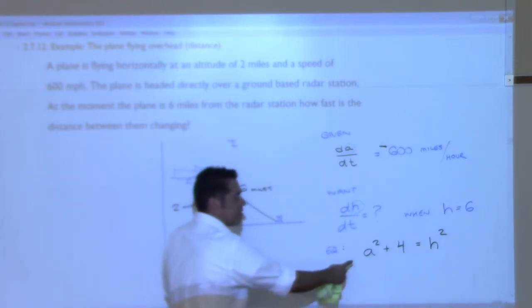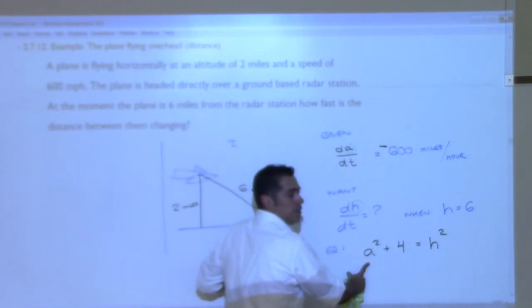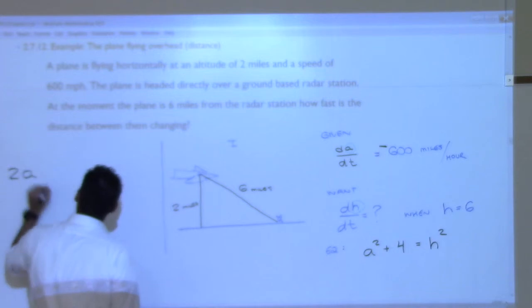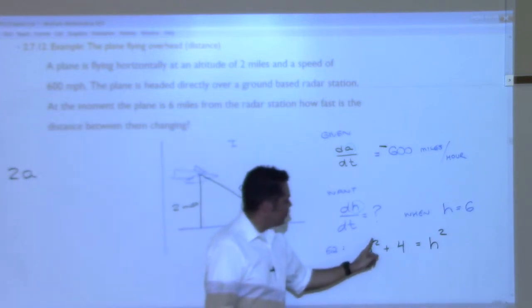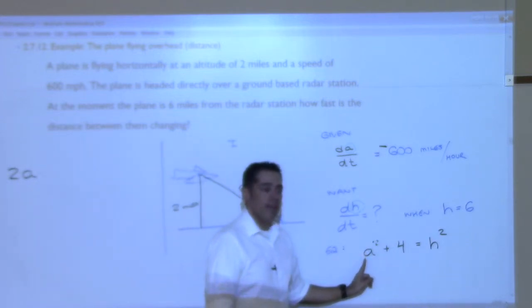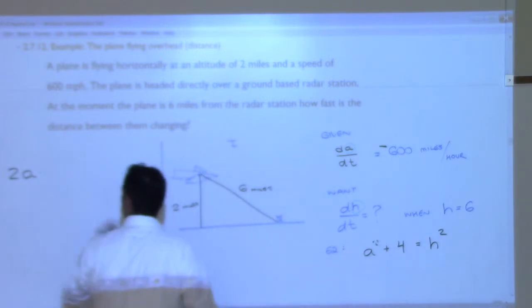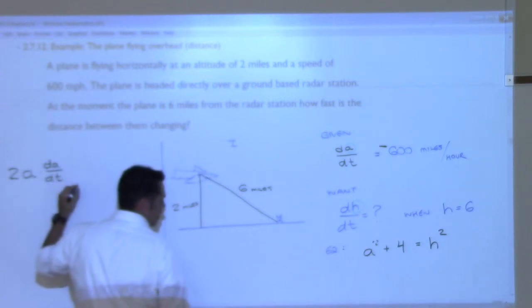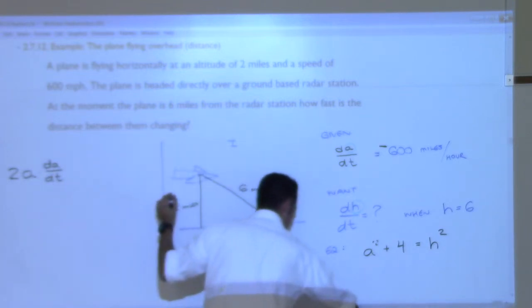So what's the derivative of a squared? 2a. Is that all, though? You've taken care of the squared. So what's the derivative of a now with respect to t? dA over dt. All right, Sophia? Yes. What's up next?